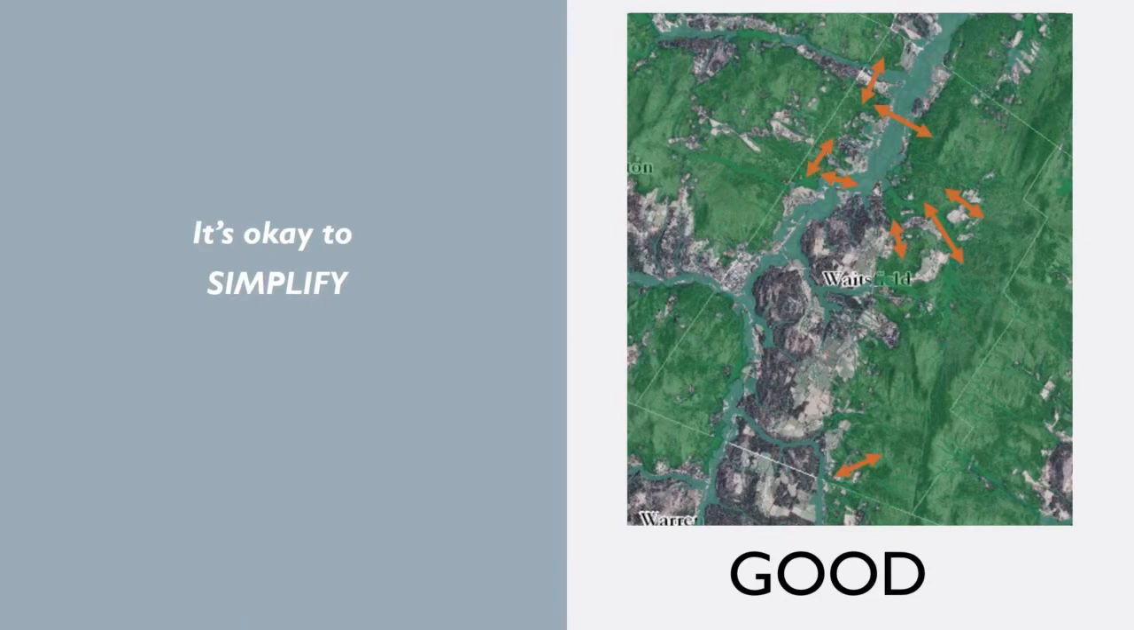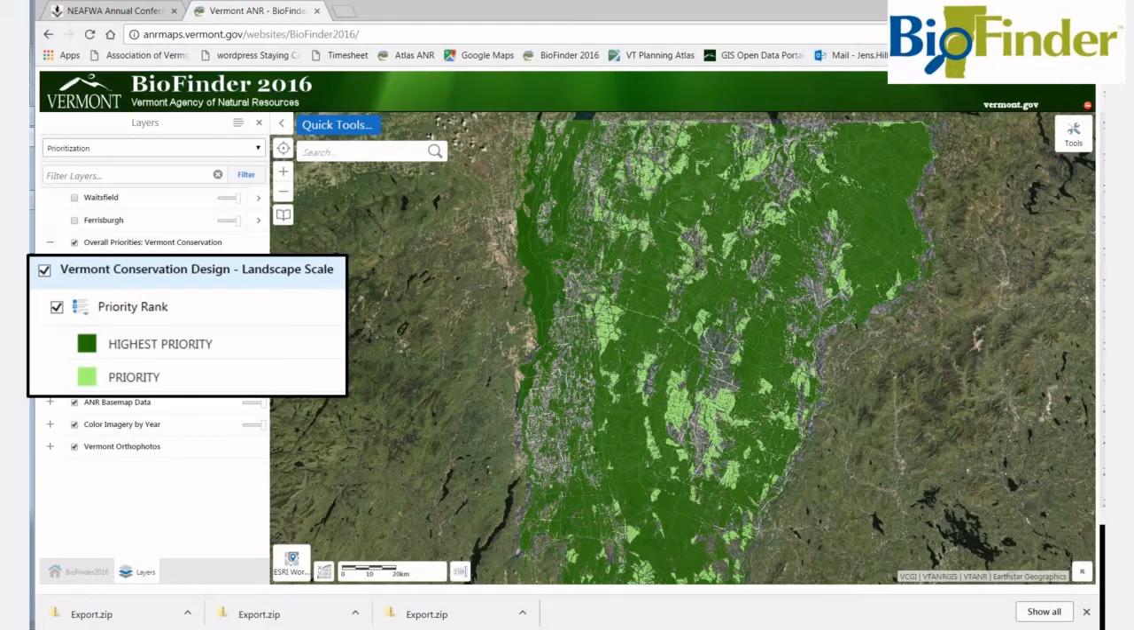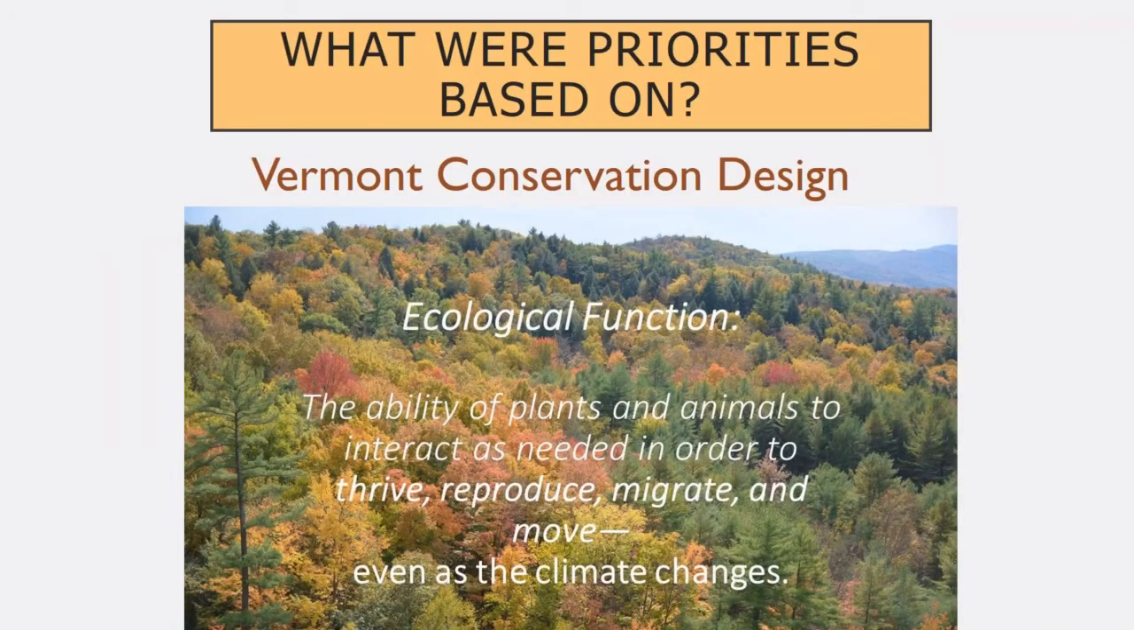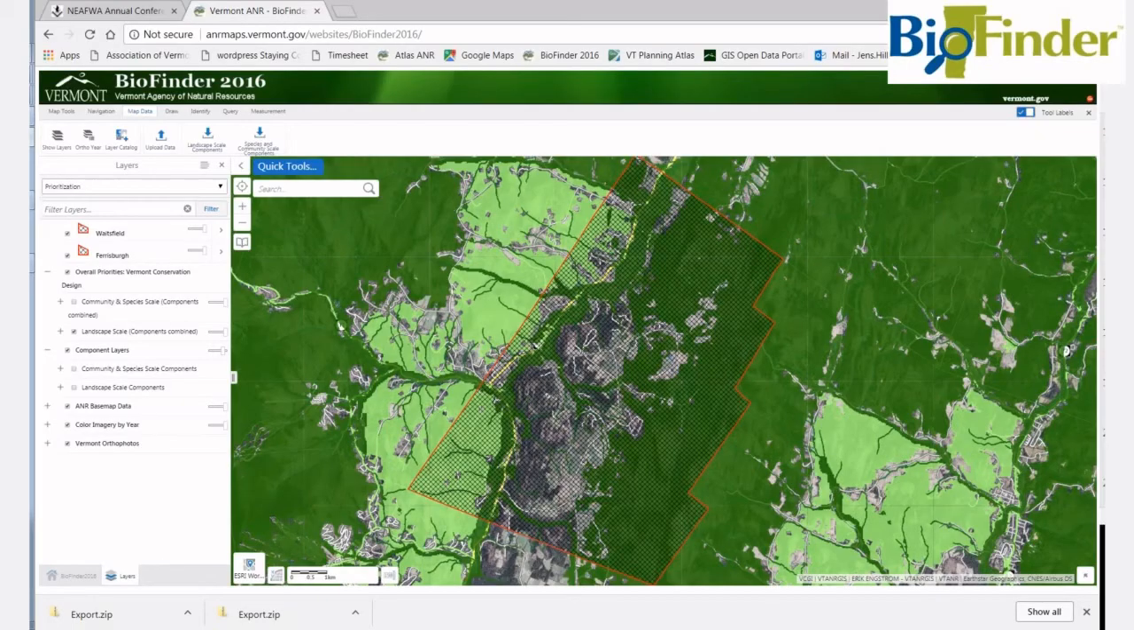There's another set of maps that's also available in BioFinder that can give you a different framework, and it's called Vermont Conservation Design. Vermont Conservation Design was a map set up to look at the landscape of the state of Vermont and divide pretty much the whole state into highest priority and priority ecological places. We're looking at ecological function in deciding what was highest priority and priority. It looks at the ability of plants and animals to interact as they need to in order to thrive, reproduce, migrate, and move, even as the climate changes. And so the entire state of Vermont has been assigned a priority ranking when looking at all ecological function together.